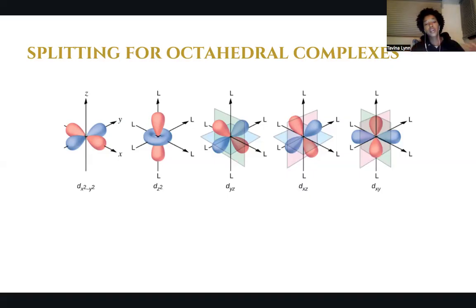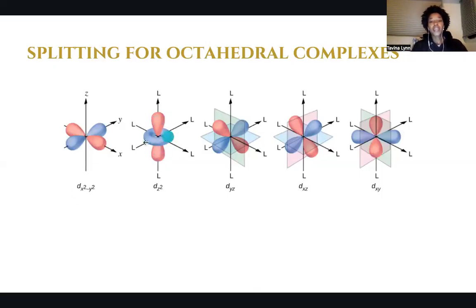So in this first d orbital, each of the axes are labeled. Even though we don't see L, L is for ligand, the ligand is binding along each of these axes. So this is the splitting for an octahedral complex, right? Because remember, an octahedral complex has 6 ligands. 2 ligands bind along the z-axis, the y-axis, and then the x-axis.